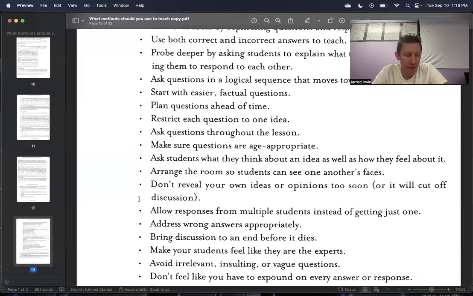But there's definitely benefits to planning, especially if you have a strategic direction that you're trying to go. Restrict each question to one idea. So would that be the rabbit hole thing where you don't want to veer off?